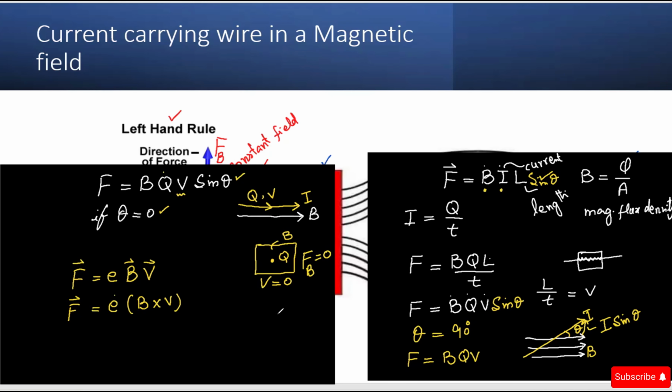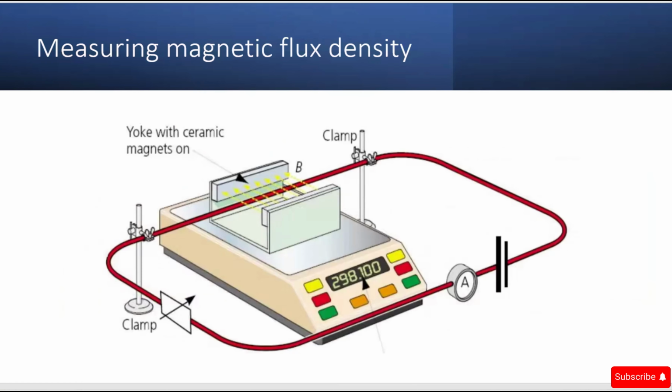Number one, the charged particle must not be at rest. Secondly, it must not be parallel to the magnetic field to experience the force of the magnetic field. Very good. I think up to this point, the things are clear. So now we move ahead, and here we try to do an experiment.